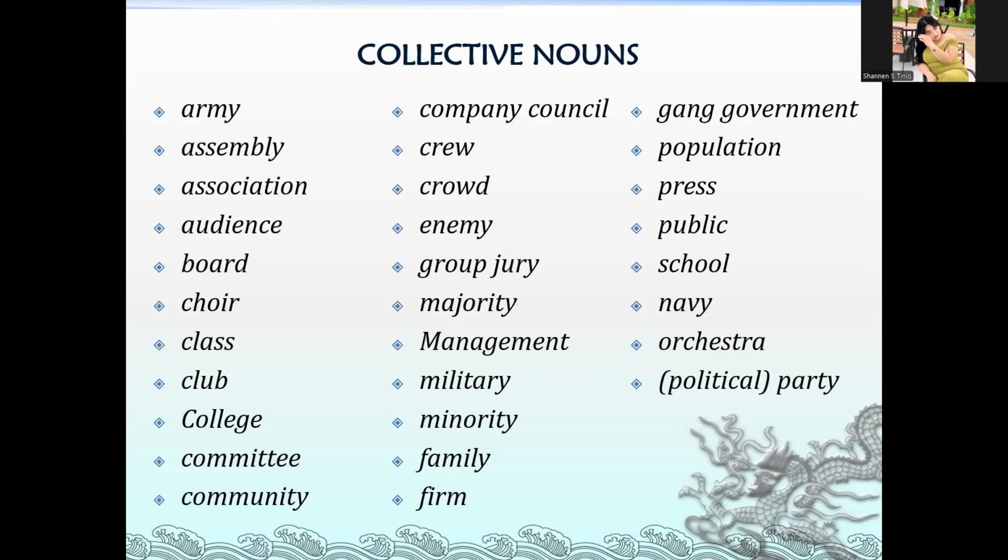And population, press, public, school, navy, orchestra, political. Isa pa. Political. Ayusin nyo naman. Political. Parang nag-pronunciation lecture na naman tayo. But last week's pronunciation was so fun, right? Yung mga wala dito last week, you missed out on the fun.